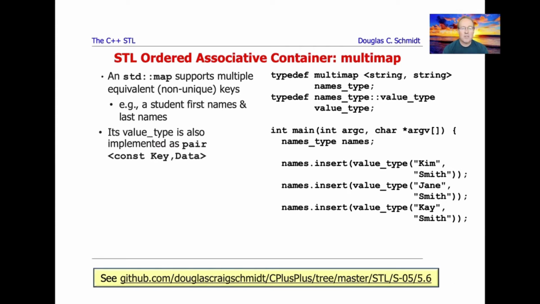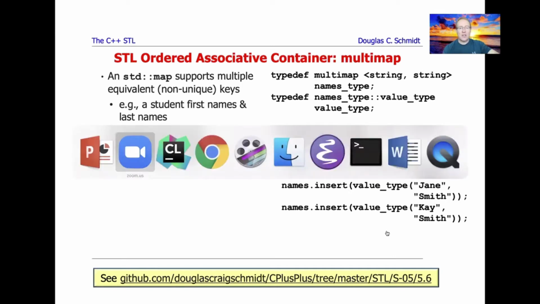Its value type is also implemented as a pair that has a const key, so it can't be changed, and data. And keep in mind, as always, that this uses a balanced binary tree, a red-black tree under the hood, so the items will be sorted in a multimap, even with multiple keys. And it all works wonderfully and efficiently. So let's turn our attention to an example that'll demonstrate this.